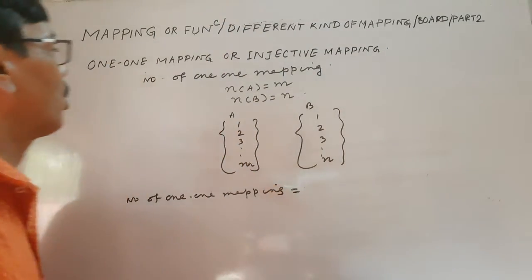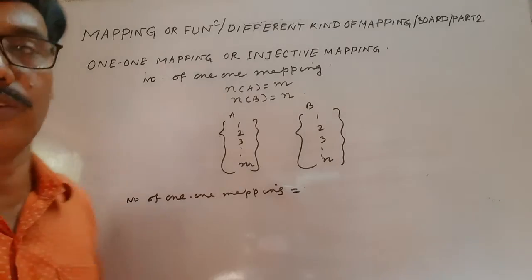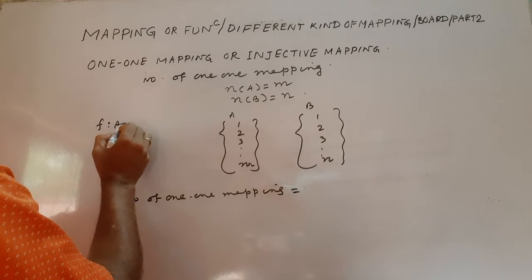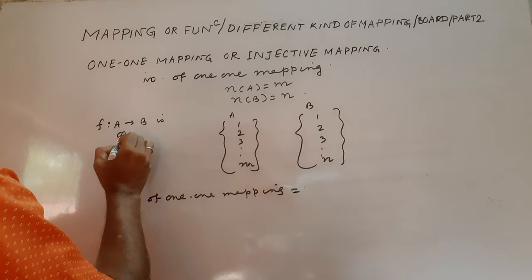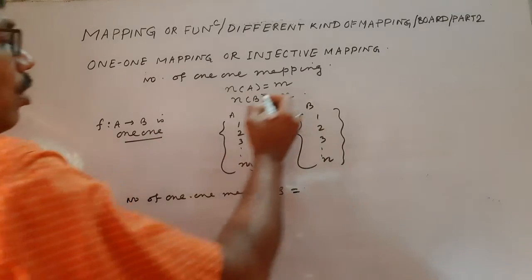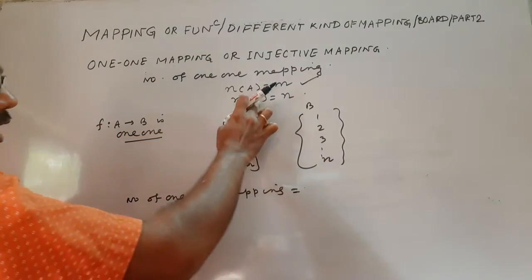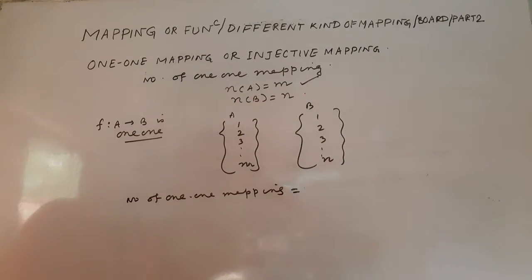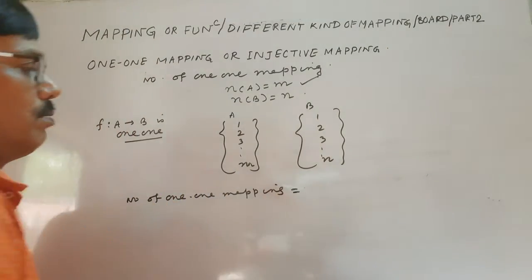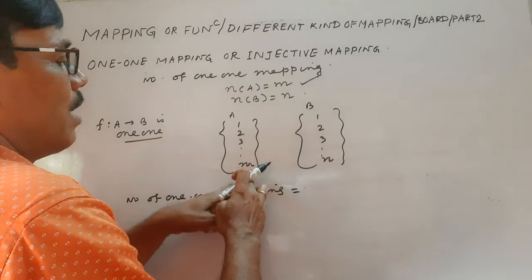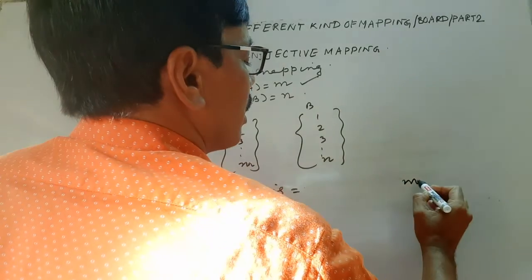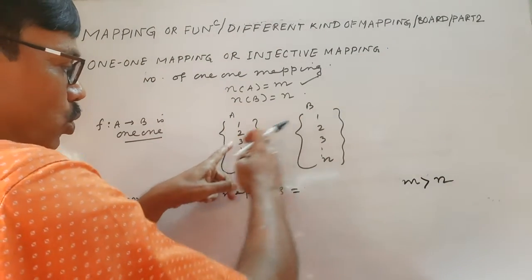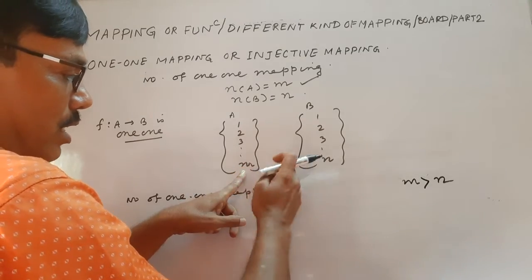Now the number of 1-1 mappings from A to B. Suppose the number of elements in A is m and the number of elements in B is n. Now the number of 1-1 mappings. So if m is greater than n, 1 has an image, 2 has an image, 3 has an image, m greater than n.